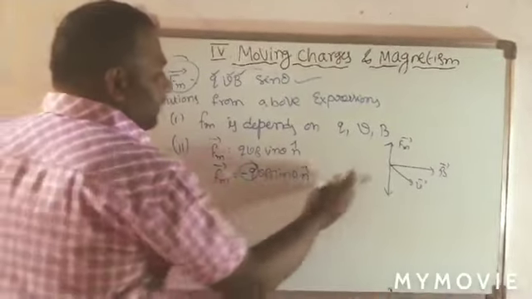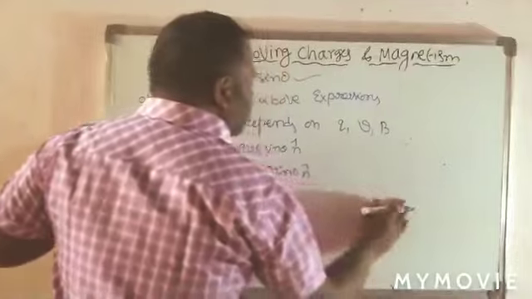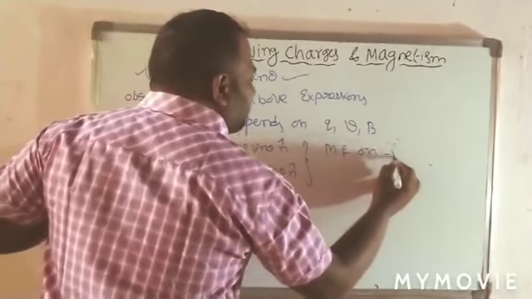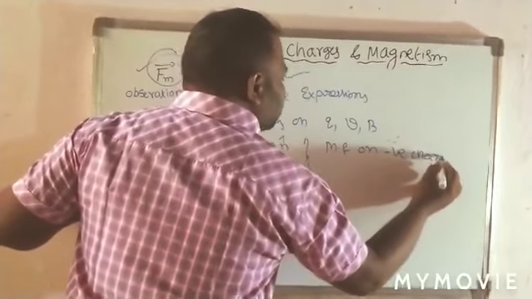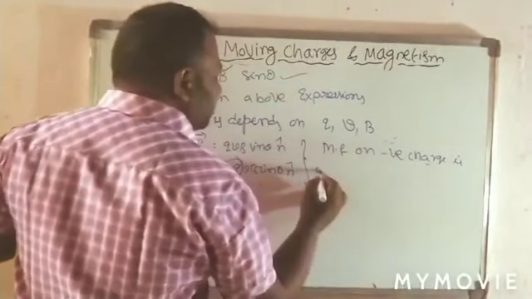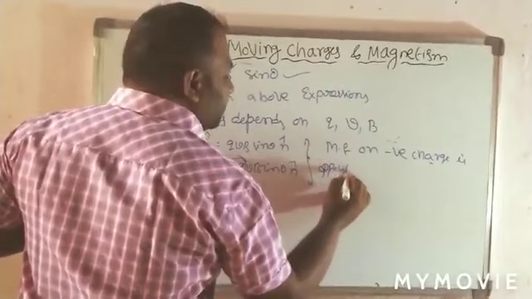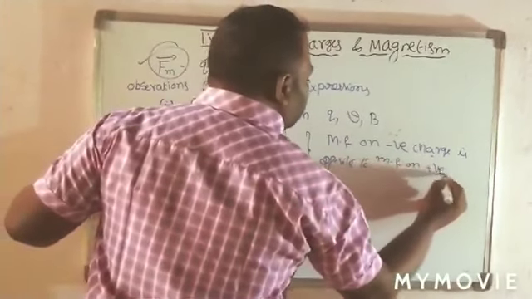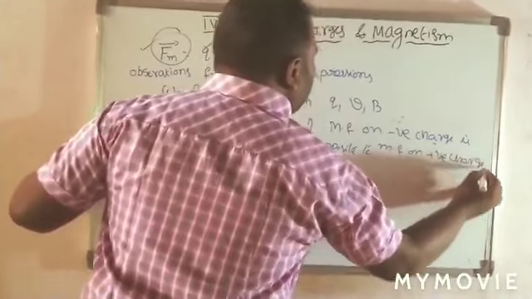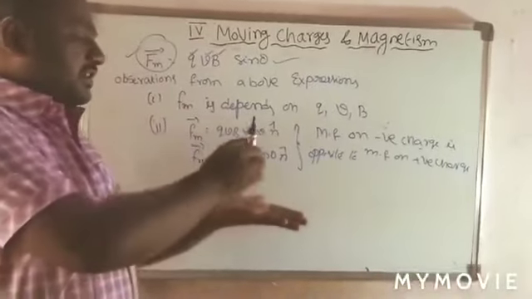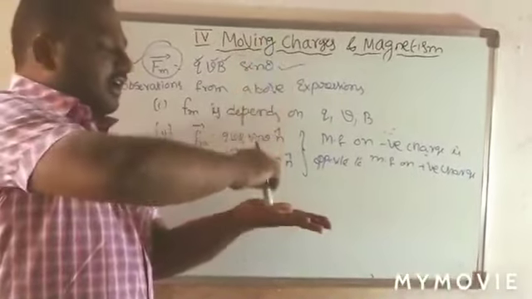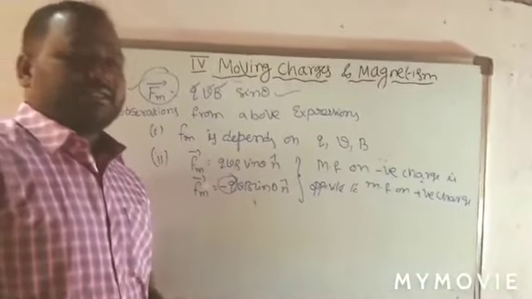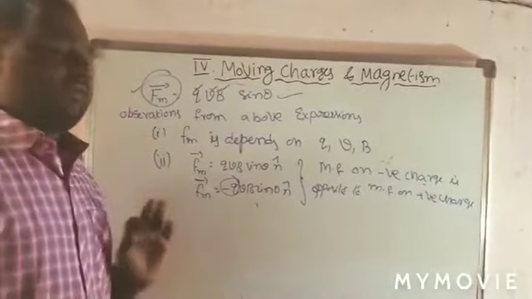Okay, what is our observation? Here the second observation is the magnetic force on a negative charge is opposite to the magnetic force on a positive charge. For example, on a positive charge, if the force is acting in the upward direction, on a negative charge the force is acting in the downward direction. This is our second observation.